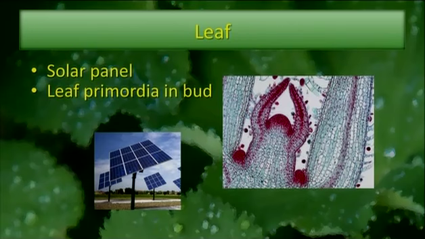So all leaves start as leaf primordia, and this leaf primordium may consist of fewer than 200 cells. But after the cells multiply, differentiate, and expand, there may be millions of them in the leaf.